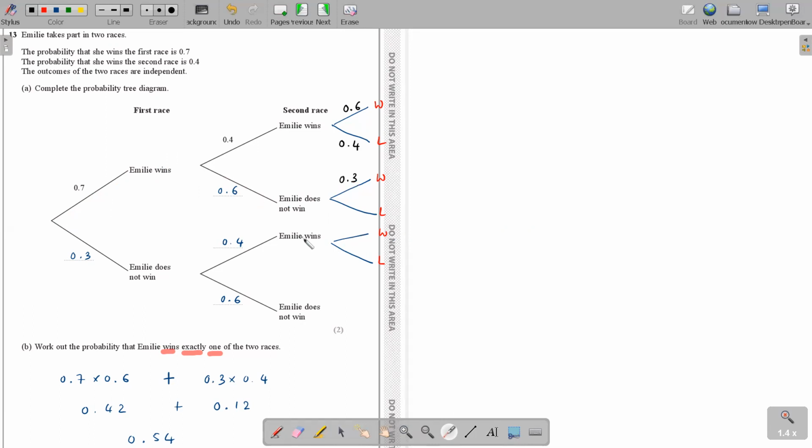Similarly, in the other branch, she lost the first one and wins the second one. Losing one, winning one, she has already won one. So winning the third race is 0.3. Then you need to think about the losing probability. So total probability 1, losing should be 0.7. Okay, is that clear? So now what do they want us to do?